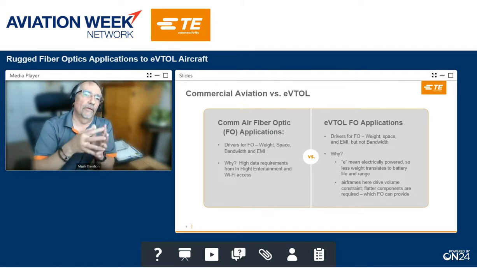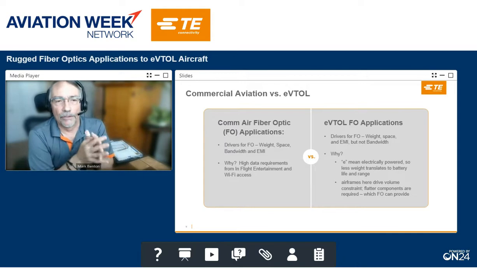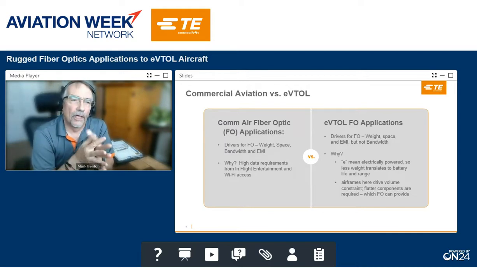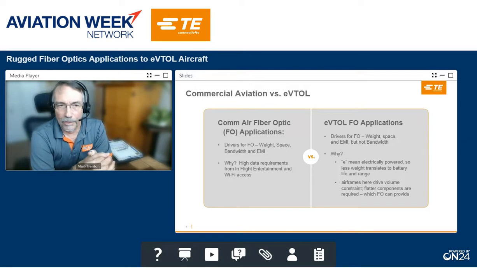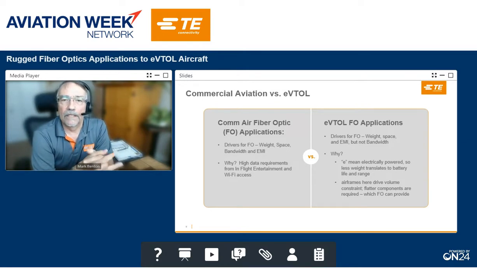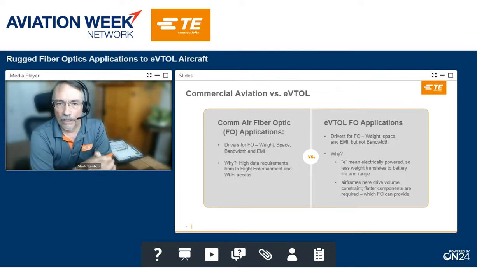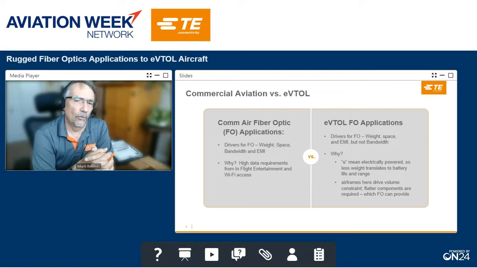When you compare commercial fiber optic applications for ComAir and you look at the eVTOL applications, on the ComAir side, the drivers are typically saving weight on a large aircraft, reducing the amount of space required for your cabling and interconnect. In a lot of commercial applications, bandwidth and EMI are both important. Obviously, with EMI, you don't want sensitive signals being corrupted by other noise in the environment. And the bandwidth tends to be driven on commercial aircraft by the increasing demand for in-flight entertainment, be that streaming video, be that Wi-Fi access, where you have hundreds of passengers to service on a network within an aircraft. On the eVTOL side, you have very similar drivers, weight, space, EMI, but not so much bandwidth, and we'll touch on that in a minute.